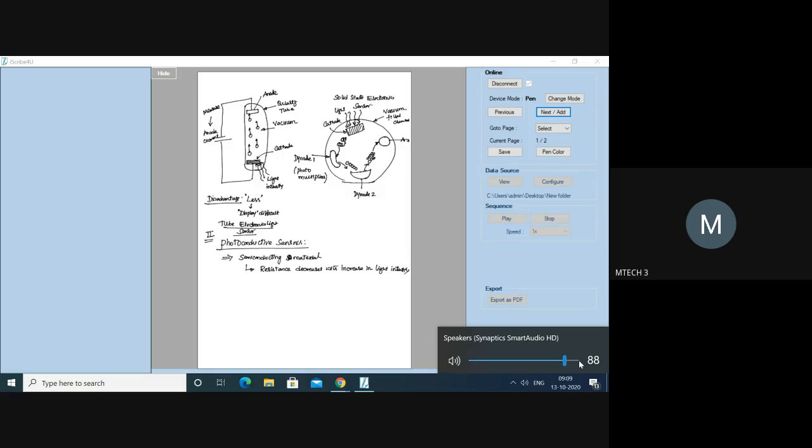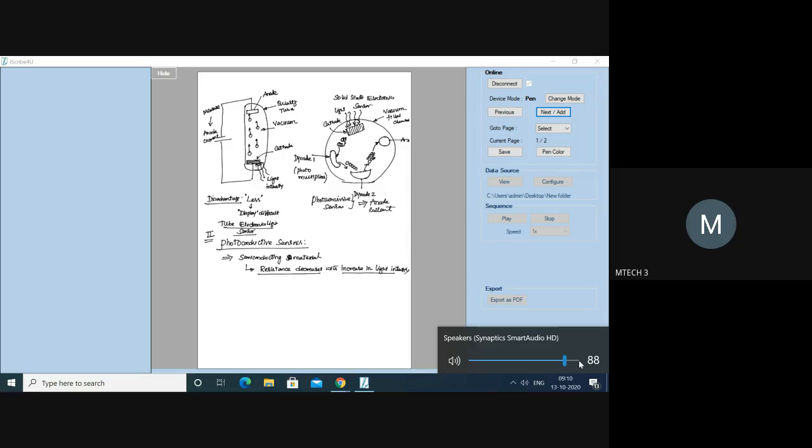Okay, right. Now the resistance decreases with increase in light intensity. Now in the previous case, in the photoemissive sensor, what changes? What is your output? Output of photoemissive sensor? The output of photoemissive sensor is nothing but the anode current, that is what you are going to measure.